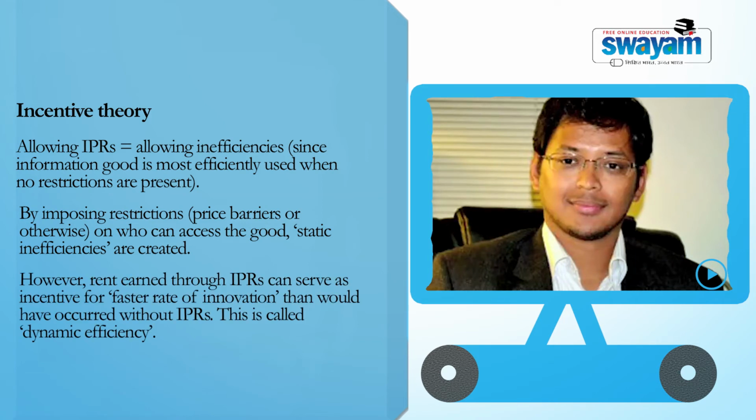A balanced IP regime therefore needs to ensure that the losses from static inefficiencies are much lesser than the gains from dynamic efficiency. Therefore, analysis through this incentive theory lens focuses on the trade-off between static inefficiencies and dynamic efficiency. Or more specifically, it tries to ensure that the dynamic efficiency is greater than the losses from static inefficiency.